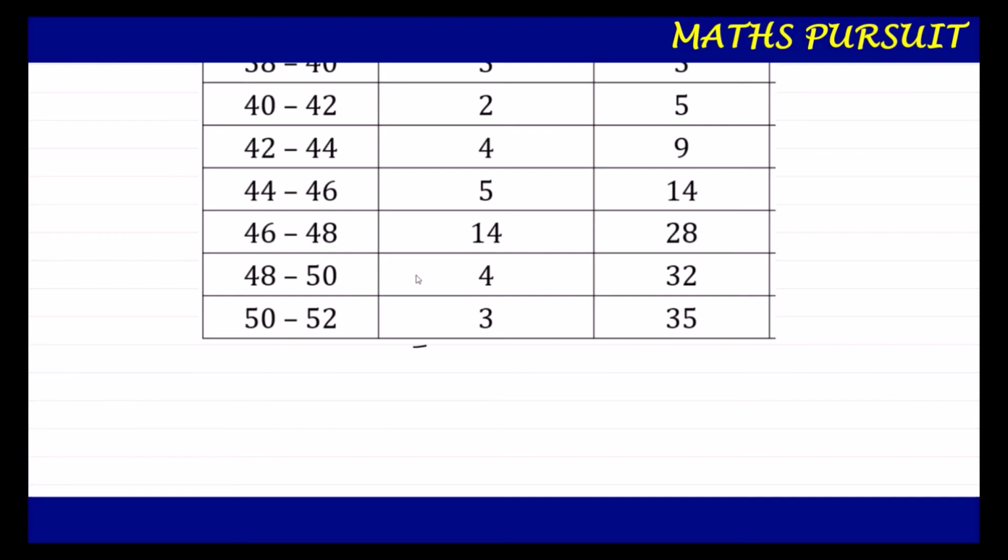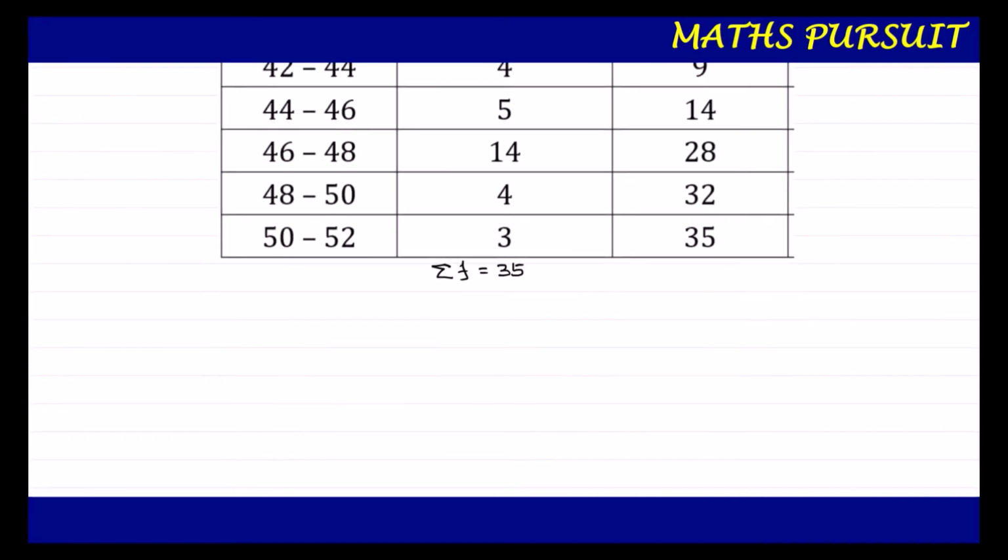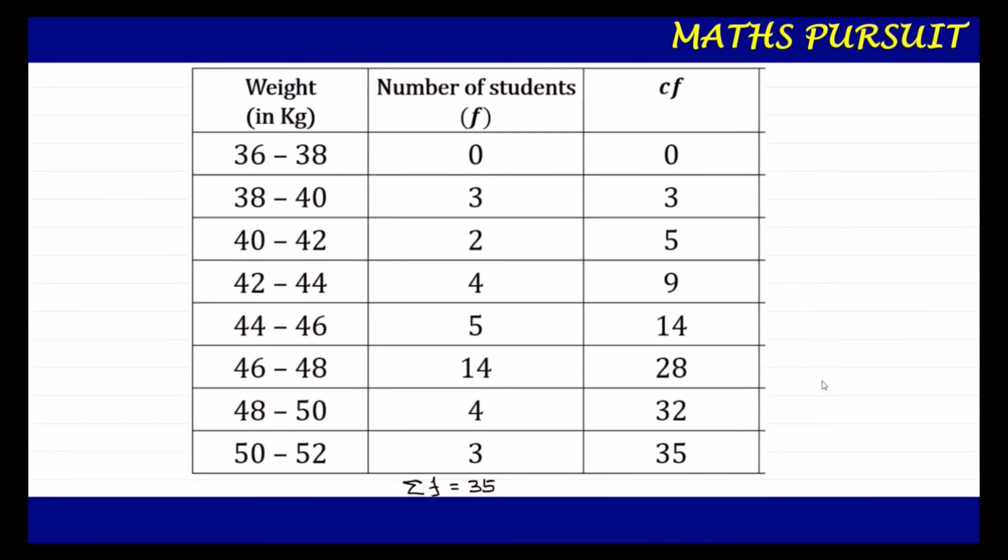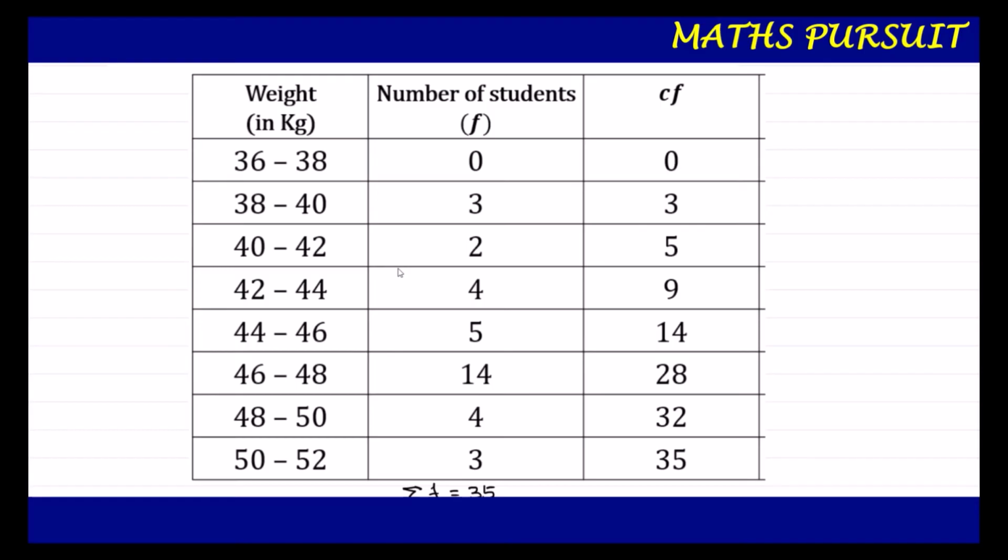Guys, the sum total of the frequency here is 35. We know that n is equal to the sum total of the frequency, that is 35, or I can write n upon 2 is equal to 35 upon 2, which is 17.5. So we got n upon 2 is equal to 17.5. Now from this n by 2 we are going to identify the median class row.